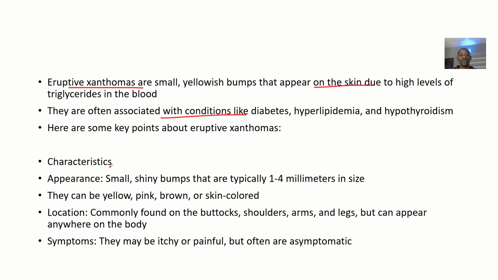All right. So what are the characteristics? These patches, they're like patches. They are small, shiny bumps that are typically 1 to 4 millimeters in size. They can be yellow, they can be pink, they can be brown, or they can even be the color of your skin. Right. Location, they are commonly found on places like the buttocks, the shoulders, the arms, the legs, but can appear anywhere on the body.